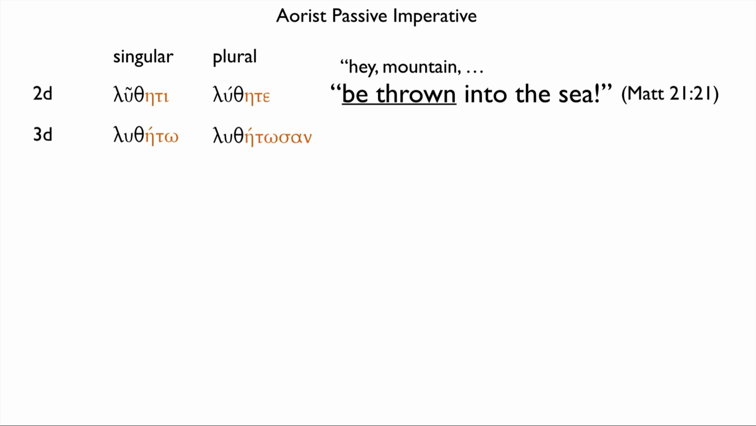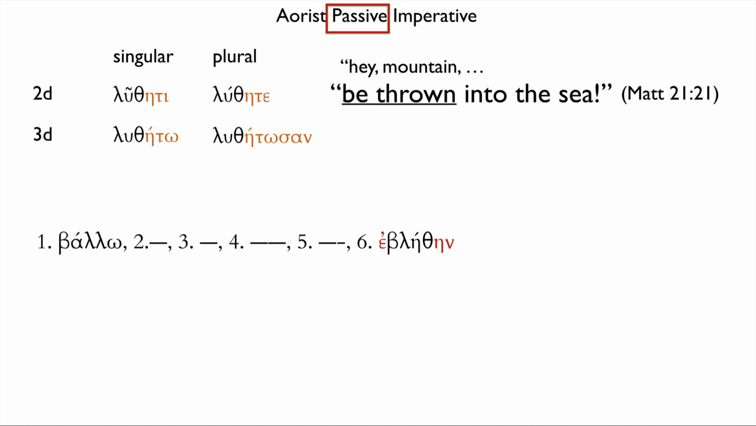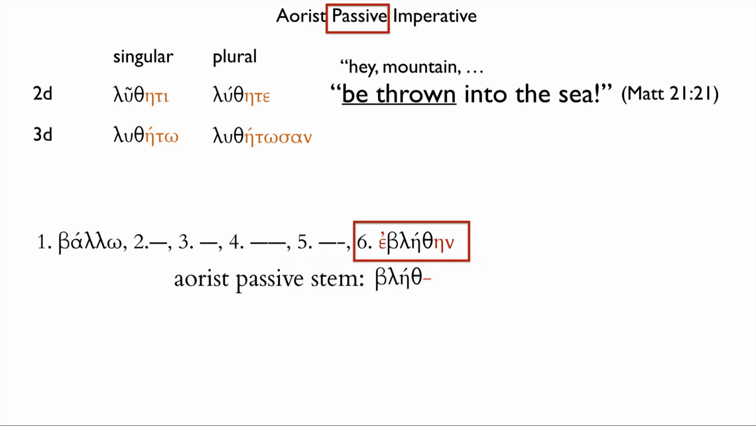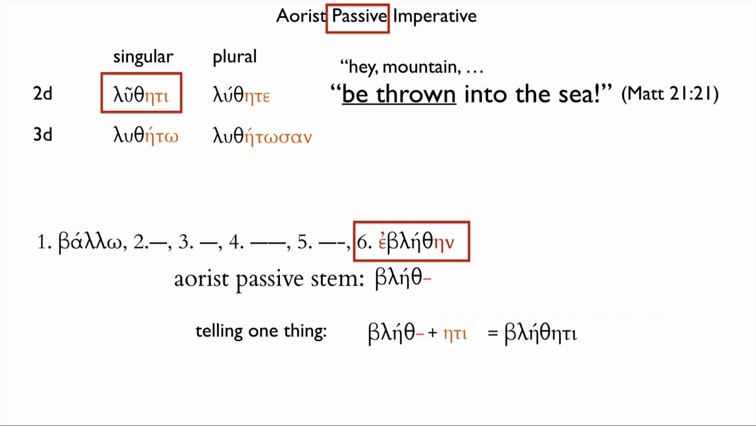How would we say, "be thrown"? In that sense, we can tell that the voice is passive. We're not telling the mountain to throw, we're telling it to be thrown. So there's a real passive sense. It's not merely deponent. All right, what's our verb for to throw? It's ballo. I'm too lazy to write all six principal parts, but to get the aorist passive, we want the sixth principal part, eblēthēn. We want to isolate the aorist passive stem, that's blēth. And because we're giving a command to one thing, "Hey you mountain," we want to use the singular ending. So we take our stem, blēth, we take our ending, ēti, and that gives us the imperative, blēthēti. Hey mountain, be cast or be thrown into the sea.